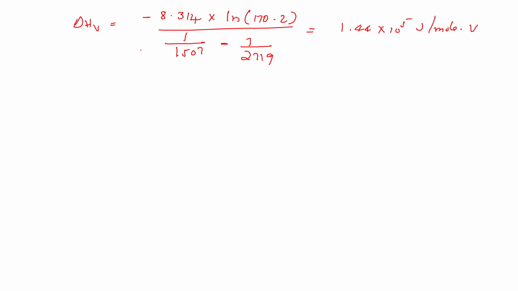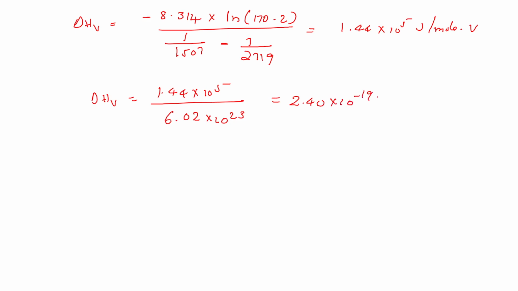Okay, now we have to convert per mole, so for that delta HV is equal to 1.44 times 10 to the power 5 divided by the Avogadro number, 6.02 times 10 to the power 23. There you will get the answer 2.40 times 10 to the power minus 19 joule per vacancy. That you can convert by dividing by 1.6 times 10 to the power minus 19, and you will get 1.5 electron volt per vacancy. That's it.